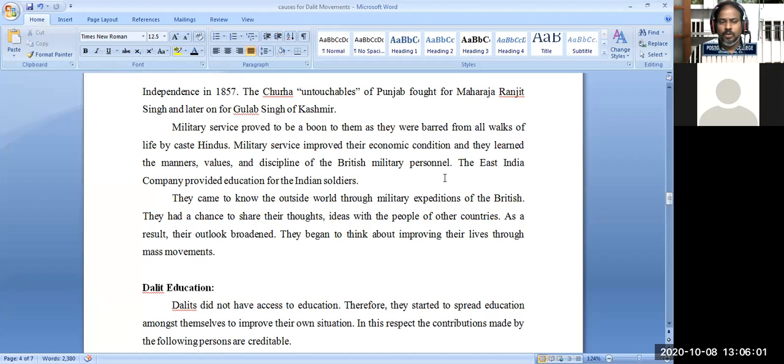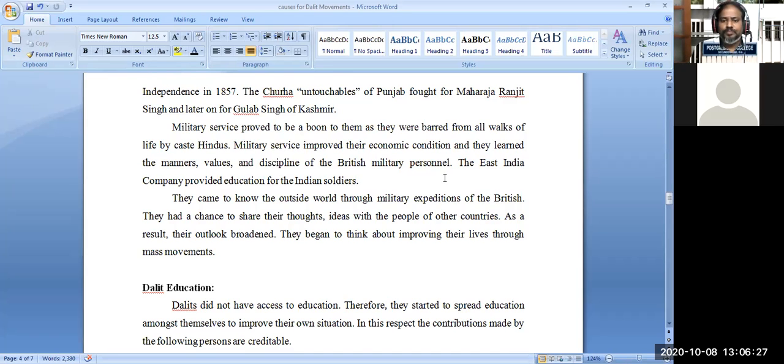Okay, so if anything which created certain adult to the discipline, they can act courageously. So that's why by fighting or by participating in the military service, the Dalit had certain courage to fight against this social order also.